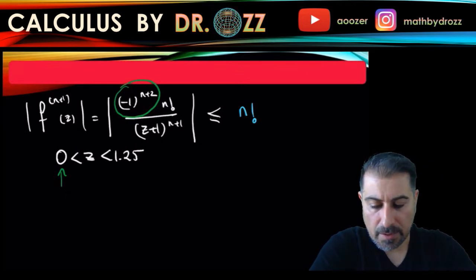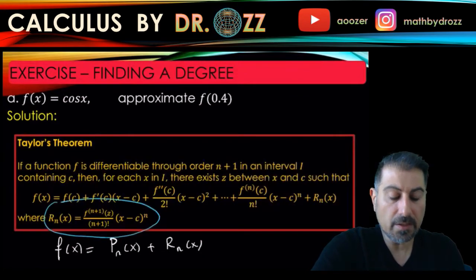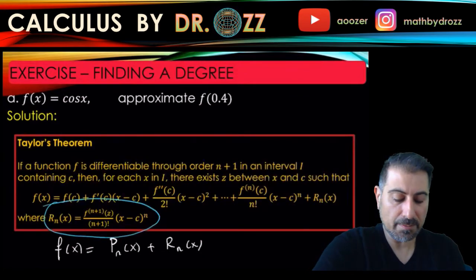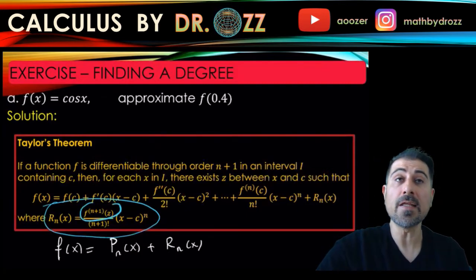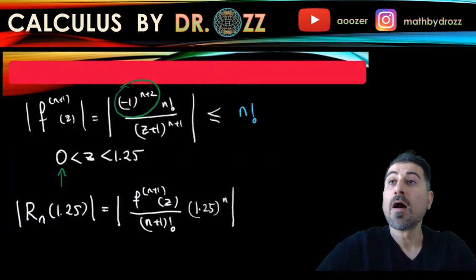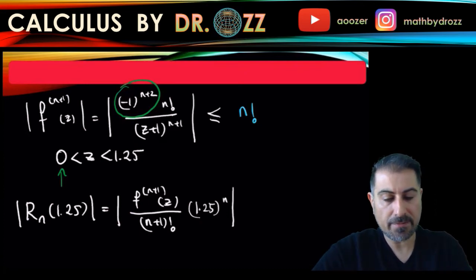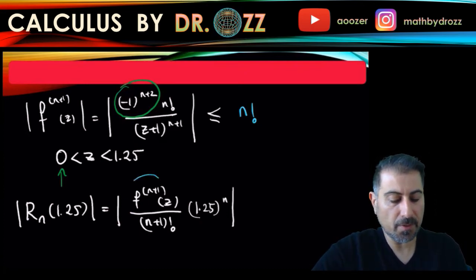So now let's go back here. I need to again estimate this Rn here, right? And I have a good estimation for that, so why don't we continue with it? So let me just write down Rn evaluated at 1.25. All right, so I just copied that down here for x equals 1.25. And remember that I have just a very nice estimate for this part.